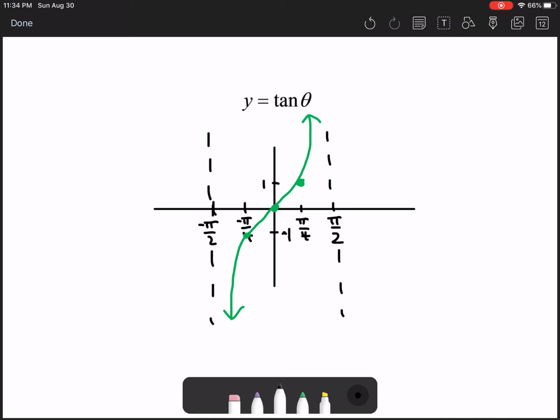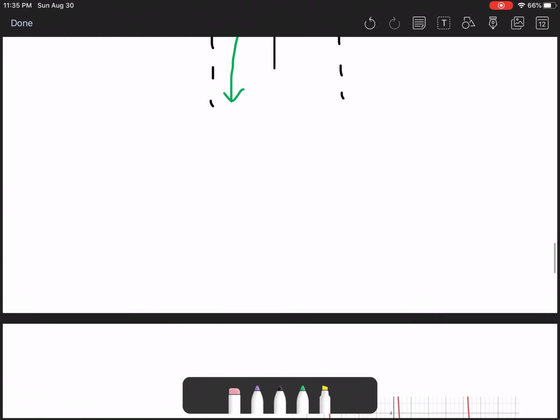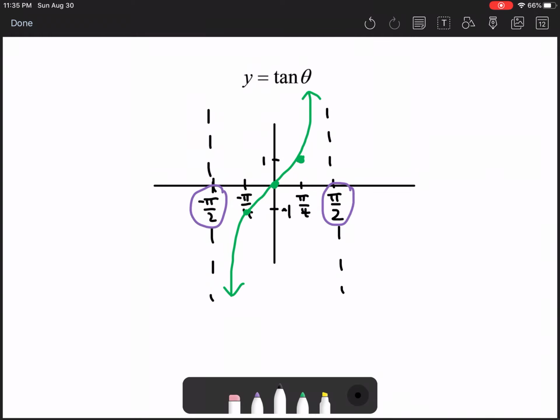Okay? But look at this. We went from negative pi over 2 to positive pi over 2. That is an interval of only 1 pi, and this is a complete tangent curve. How do I know? Well, if I went on to 3 pi over 4, what is the tangent at 3 pi over 4? It's -1.